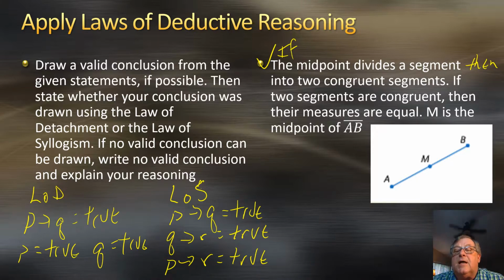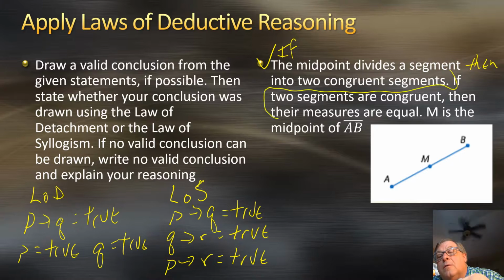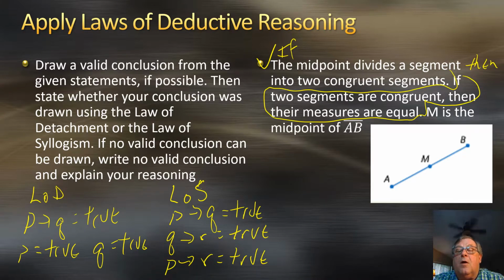And then we see the second statement in that form. If two segments are congruent, and which is it picking up? It's picking up the conclusion of that first statement. Then the measures are equal. This is like if Q, then R. Then it comes back and says M is the midpoint. In other words, M is the midpoint of A and B, so M is dividing that segment AB.